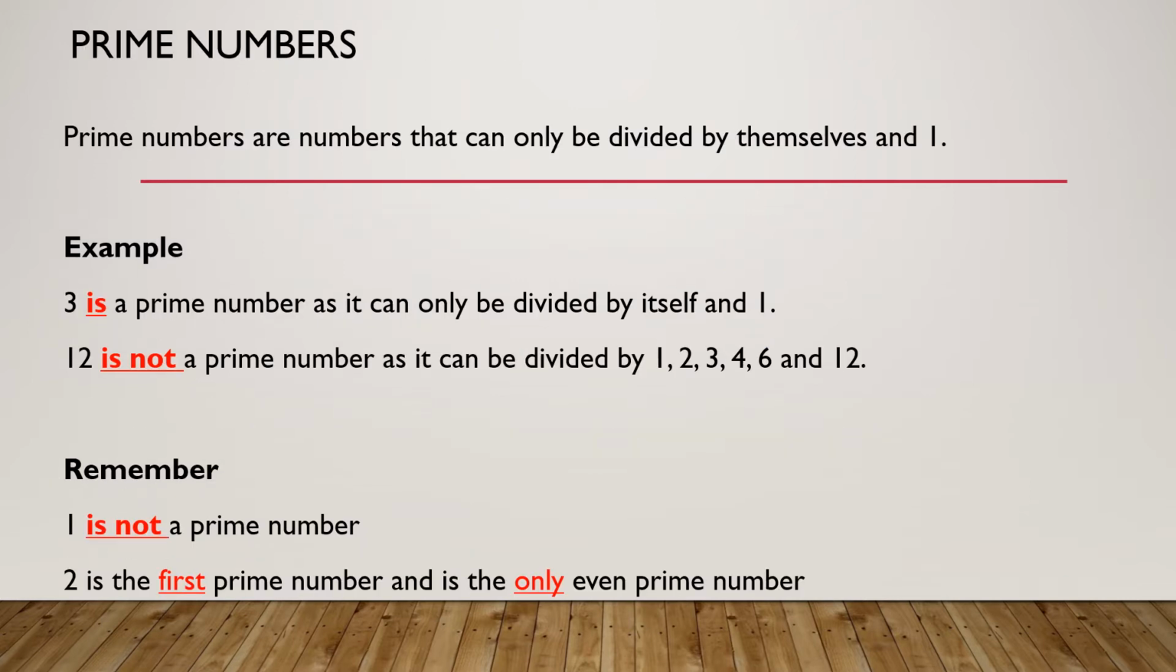Prime numbers are numbers that can only be divided by themselves and 1. So a prime number only has two factors, itself and 1. So 3 is a prime number as it can only be divided by 3 and 1. 12 is not, as we've already seen. 12 can divide by 1, 2, 3, 4, 6 and 12. Another prime number will be 7. 7 can only be divided by 1 and 7.